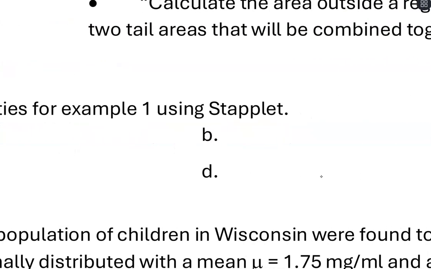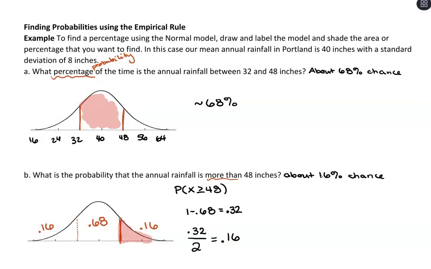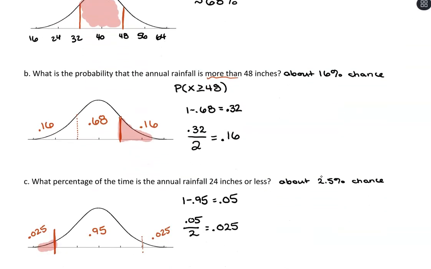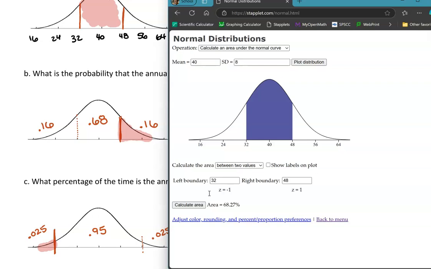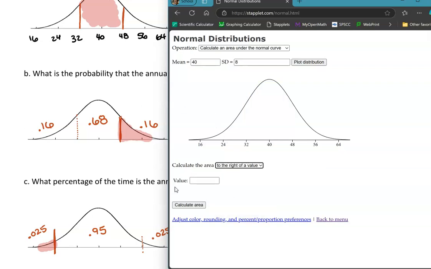Okay, then for part B, we were asked to find what is the probability for more than 48 inches. And again, I believe I mentioned this in a previous video, but if I didn't, let's talk through it again, of it being strictly more than versus more than or equal to does not matter here. So when I go to Stapplet and I want this area more than, so that's going to be an area to the right, and my cutoff value is going to be 48.